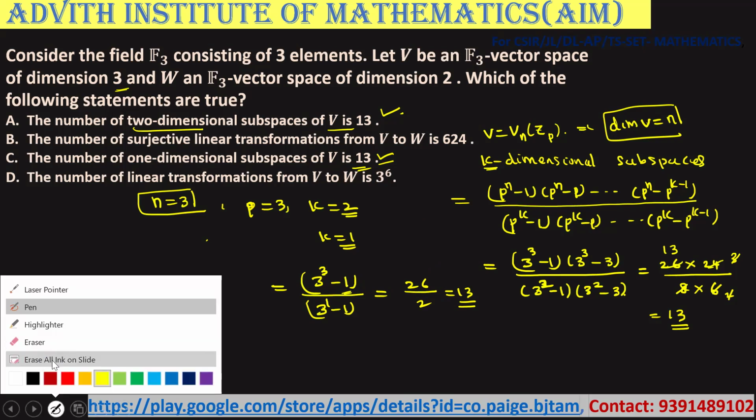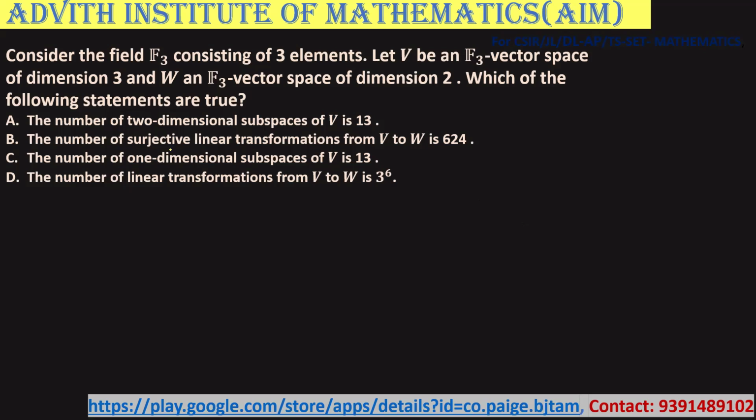So next we have 2 more. What else did he say? The number of surjective linear transformations from V to W is 624. Wow, 624. Surjective means, suppose T from V to W is surjective, and the dimension of W is equal to 2. So the matrix representation of T is T bar; this is dimension 3, this is dimension 2, sir. Which matrix do we get? A 2 by 3 matrix, right? A 2 by 3 matrix.